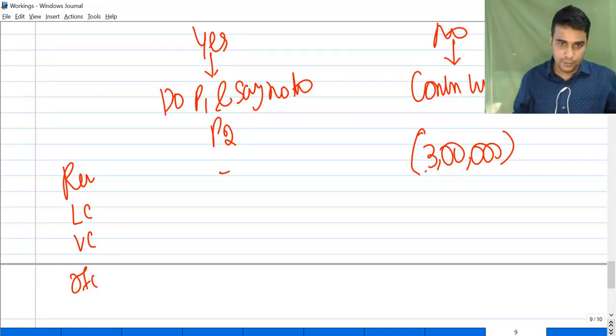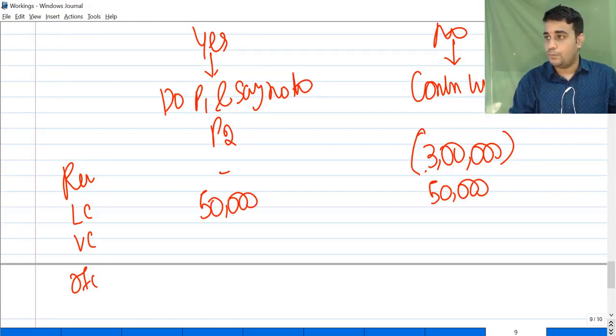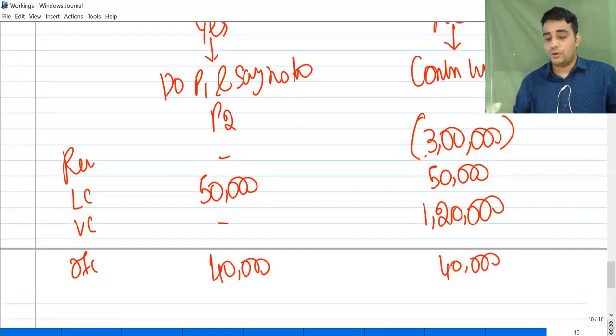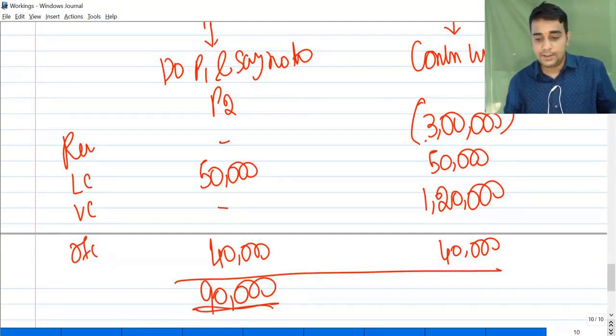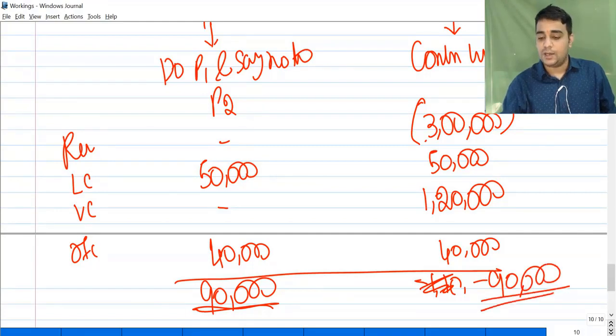Either way you can do it. So I am writing this in bracket. This is a 3 lakh inflow for me. Labor cost 50,000 on both sides. Other variable cost, this side it's not there, this side it is 1,20,000. Fixed cost 40,000. So the total here is 90. This side the total is minus 3 plus 50 plus 120 plus 40 is minus 1,10,000. Sorry, minus 2 lakh. Just a minute. Minus 90, sorry. This side the total is minus 90.